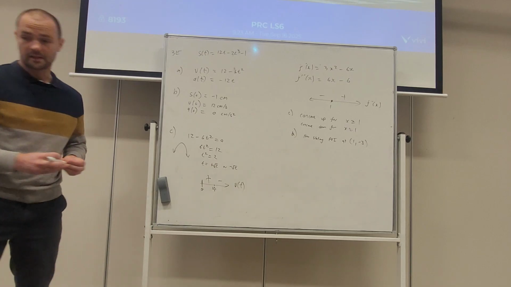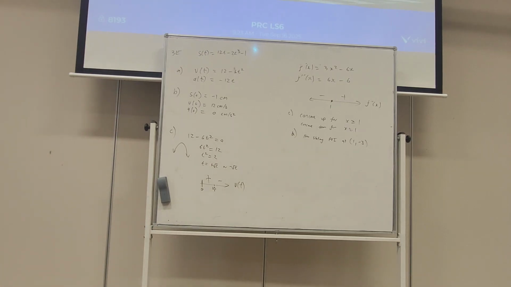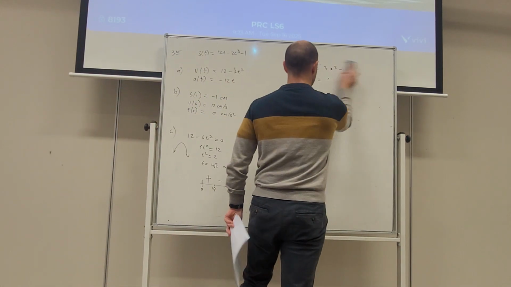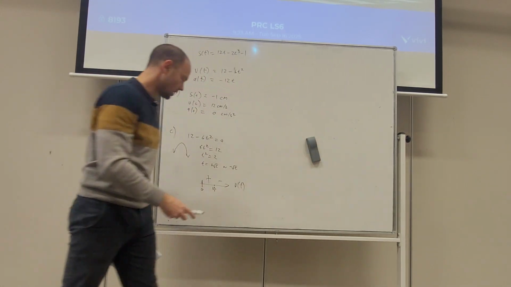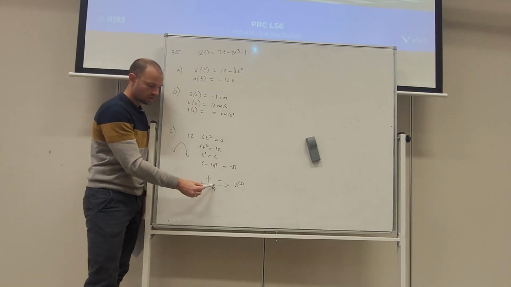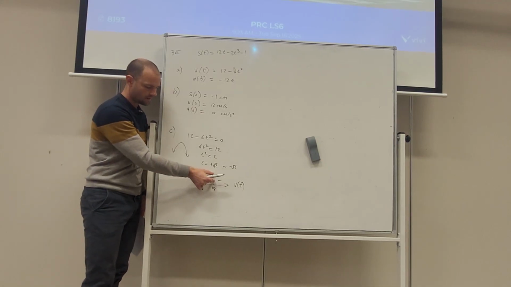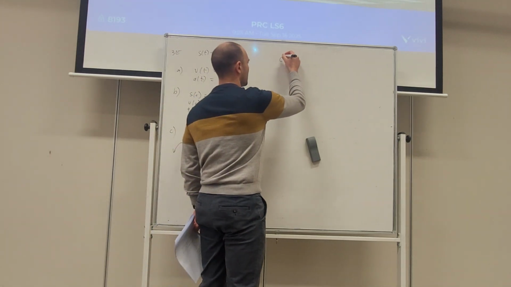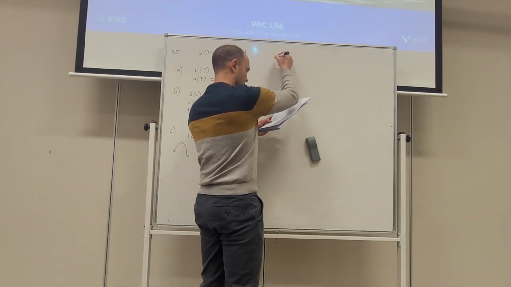In order to answer the question, it says determine the time and position when it changes direction. So what we'll say is that it changes direction because it changes sign. It's moving to the right and then moving to the left. All right, so that's the answer to part C.